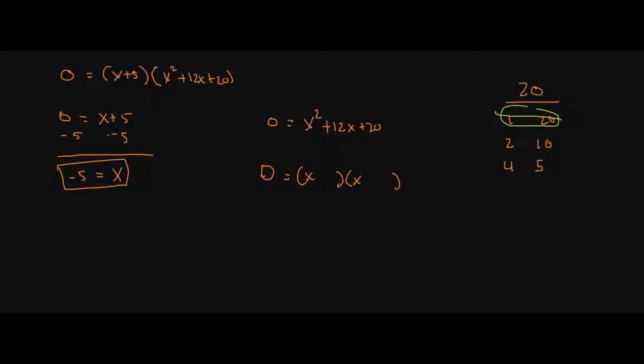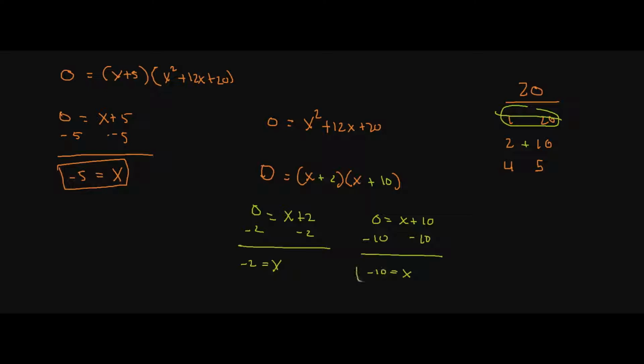Well, how about 2 and 10? Well, I know 2 plus 10 gives me 12, and 2 times 10 gives me 20. So I'll go ahead and write this as x plus 2, x plus 10. All right, now over here, like we've done before, I'll just set these all individually to 0. So now we subtract 2 from both sides, and we get x is equal to -2. Subtract 10 from both sides, and we get x is equal to -10. And there we go.